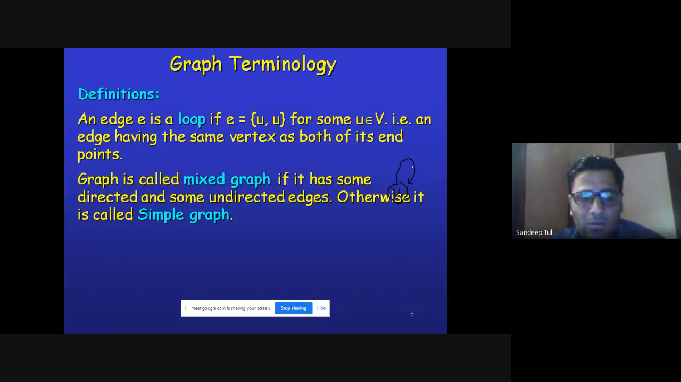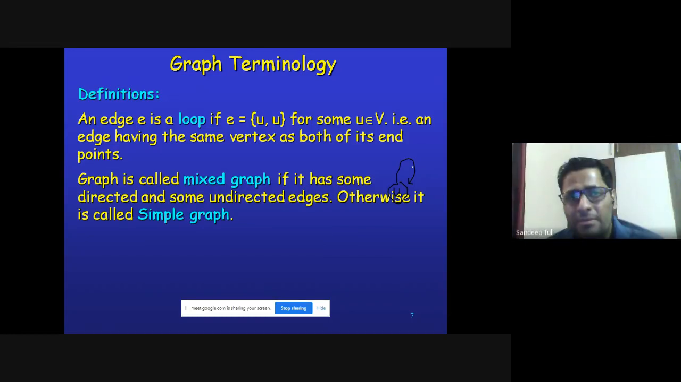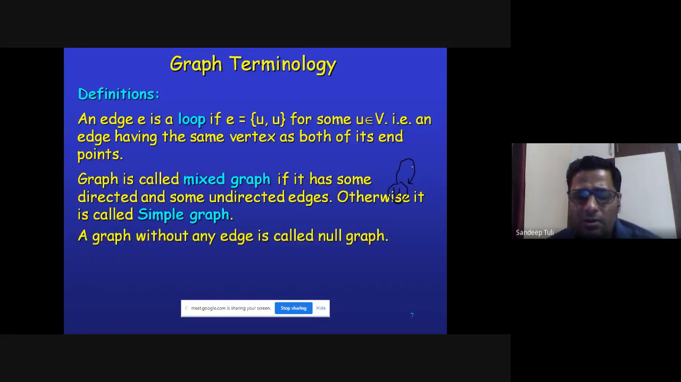Okay. Now the next one is a mixed graph. Mixed graph means some of the edges have directions, and some of the edges may not have directions. So if a graph is a combination of a directed and a simple graph, then that particular graph is called a mixed graph. Some edges could be directed and some could be non-directed. We will not learn about the mixed graph now, but you should know what a mixed graph is. That's why I will include that in my slides.